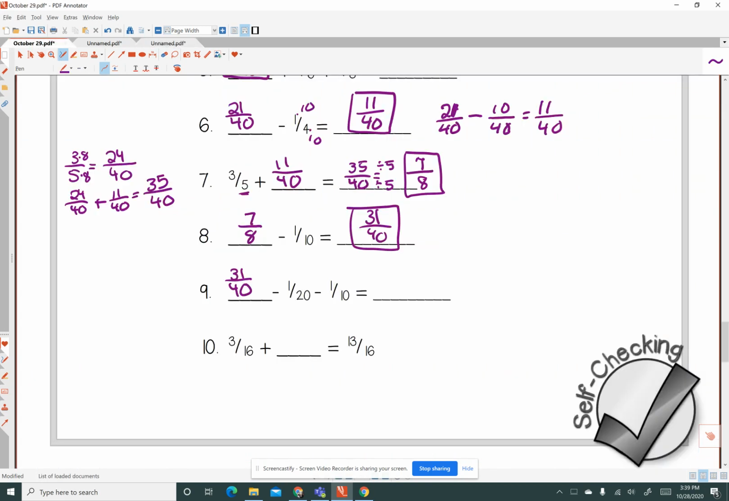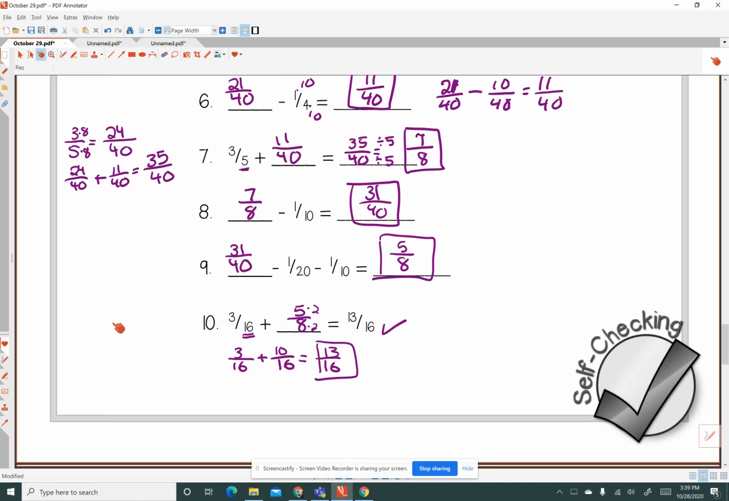Let's put that on our paper. 5/8. And that would also go here. Now, we're not done until we check this. So this is 16, a multiple of 8, so it would be 3/16 plus, and we'll multiply 8 and 5 times 2. So 8 times 2 is 16, 5 times 2 is 10, and indeed 3 plus 10 is 13/16. So the answer checks. So that's our first self-checking worksheet.